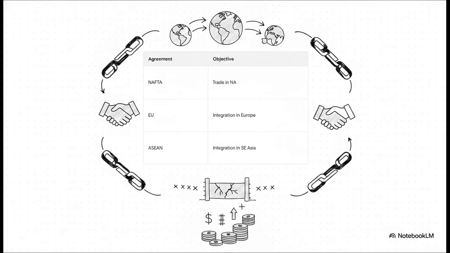To smooth things out and eliminate those tariffs among allies, players will often team up and form these incredibly powerful regional alliances. We're talking about cross-national agreements like NAFTA in North America, the European Union, or ASEAN in Southeast Asia. They create these massive economic unions. Their main goal? To promote integration, facilitate cooperation, and drastically reduce those investment barriers among their members. It's a huge strategic advantage.